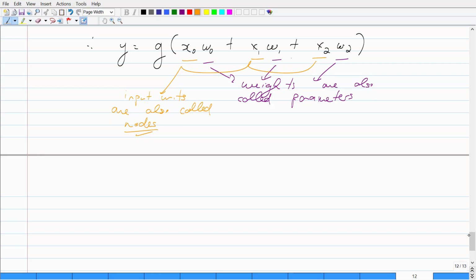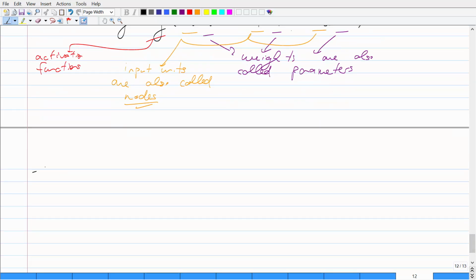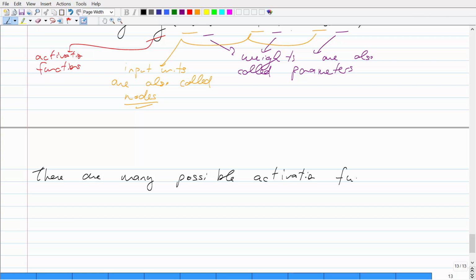Okay? Now, this here is the activation function. There are many possible activation functions you can use. It just depends on the application as well as the type of data that you have. So there are many possible activation functions, and they all have to satisfy a certain property. They have to be continuous and differentiable, and they have to be also within a certain range, but that's okay.